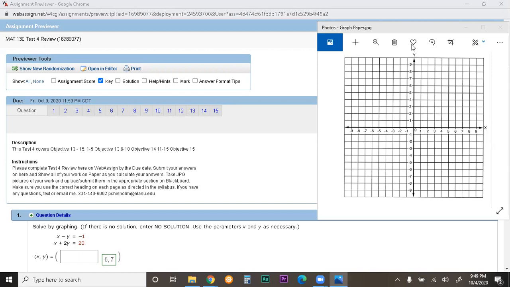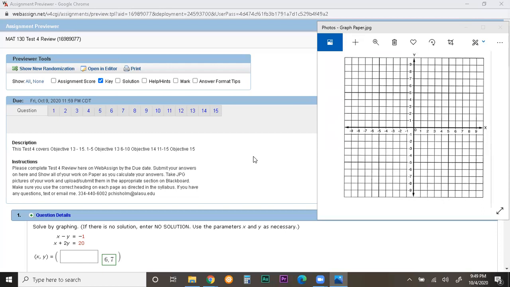The first 5 are on Objective 13. The second group of 5 is on Objective 14. And that last group of 5 is on Objective 15. Okay, so this test will be out of 75 points.